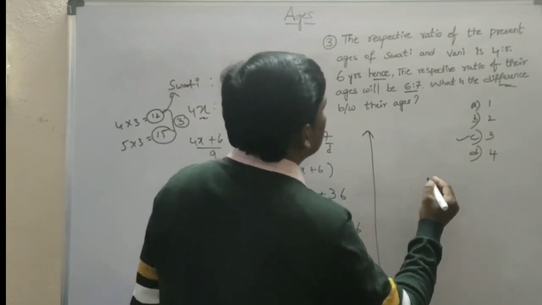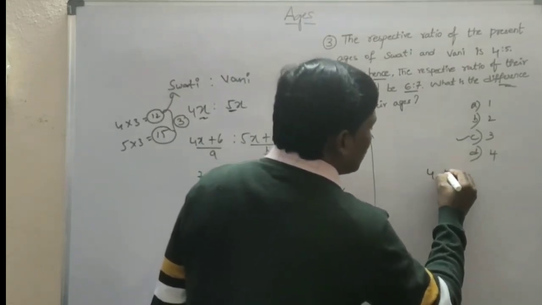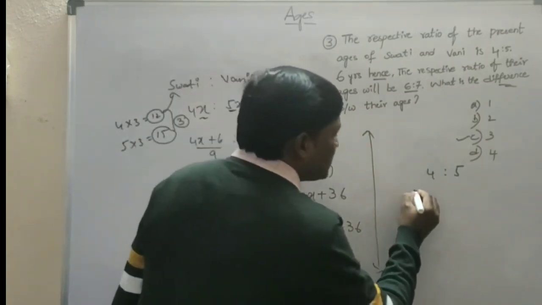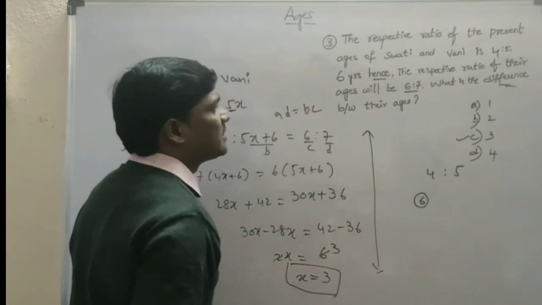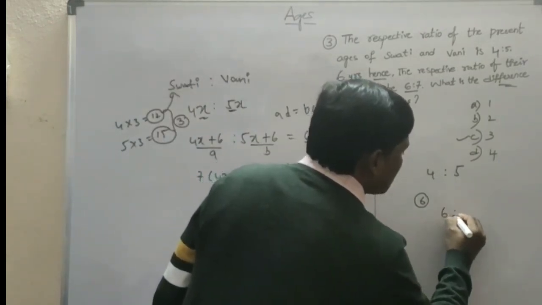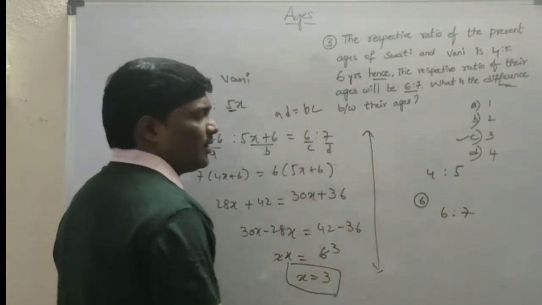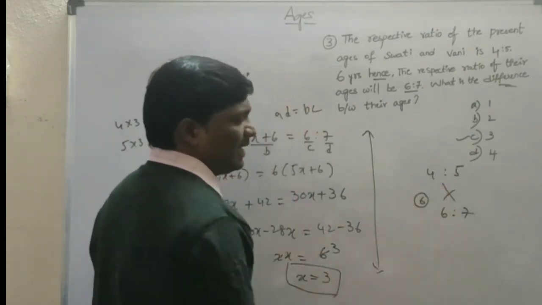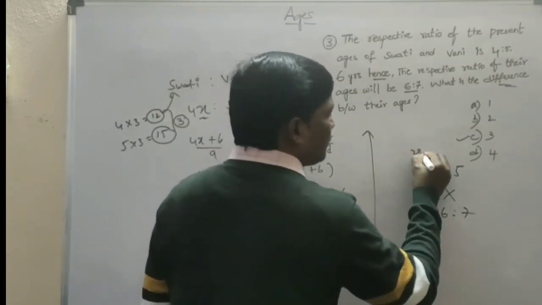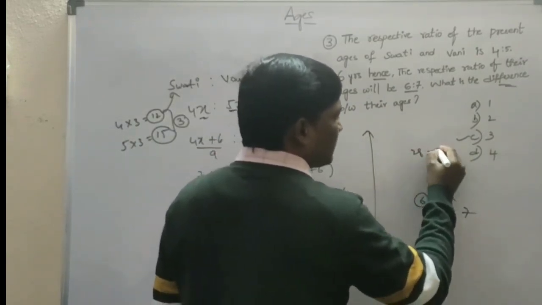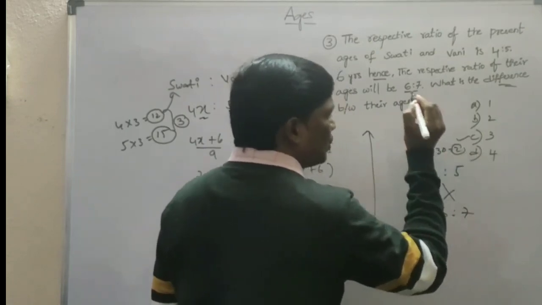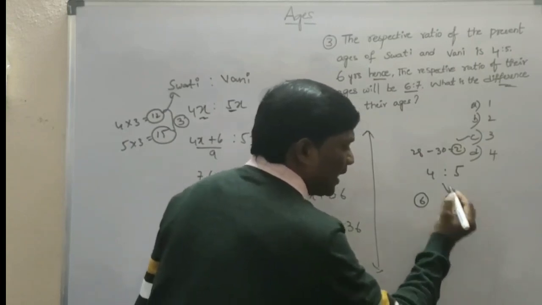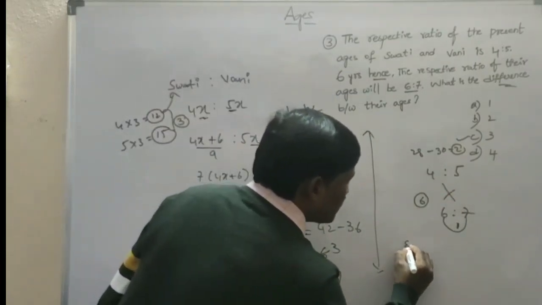Okay, so transmission method, the given ratio is 4:5. Swati and Vani age ratio is 4:5. 6 years hence, the age ratio will be 6:7. So previous problem same shortcut ikkada. Okay, first step, cross multiplication. 7 4s are 28 and 6 5s are 30. So difference is how much? 2. 28, 30 difference is how much? 2. Again, second step, difference is how much? 1. Okay, first find out the Swati age.